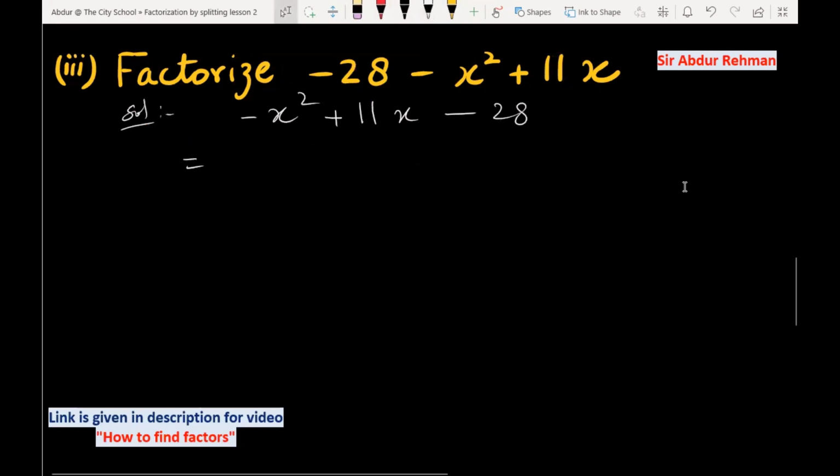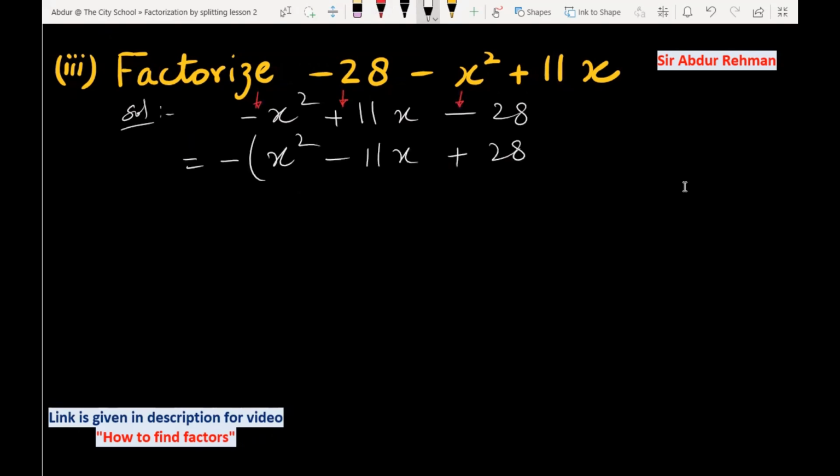The second step is you have to convert the first term to positive by taking negative as common. So I'm going to take minus common here. When you take minus common, you have to change all the signs. Negative will be positive, positive will be negative, and negative will be positive. So I'm going to write x square minus 11x and plus 28.